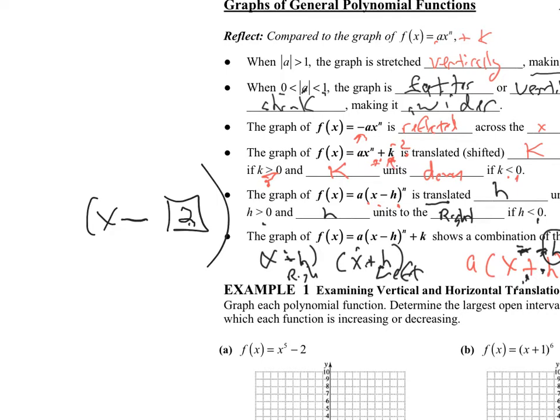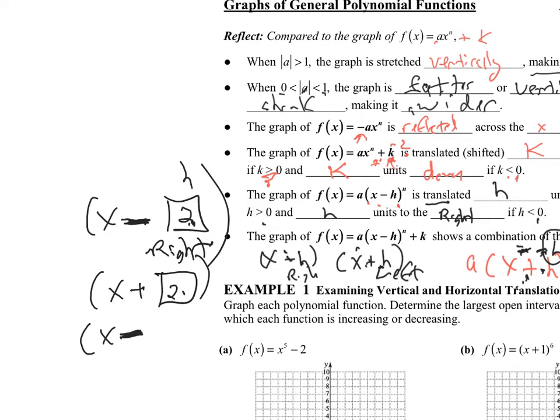If I put h here as positive, then we know I'm going to the right. And that negative there is built in. If I have x plus the 2, then you have to remember that was really x, that minus is built in. That's really h is a negative 2. So I move left. So when h is positive, you are moving to the right, but you see a negative.